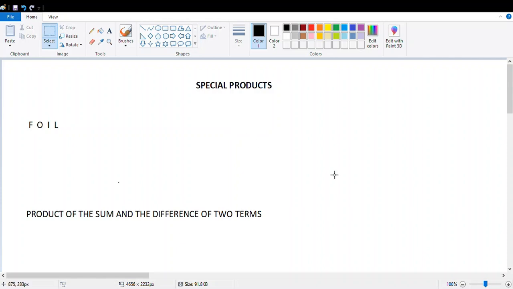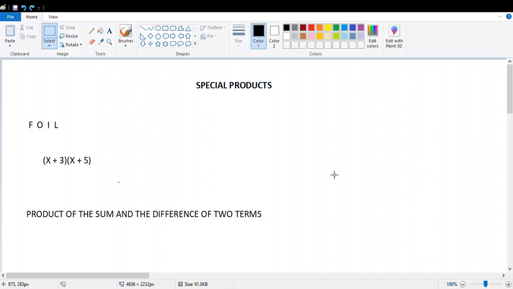Hi guys, today we are going to continue talking about multiplications of polynomials, but today we are going to analyze some special methods to solve some special exercises. Sometimes they are useful to multiply some polynomials, and I say sometimes because we have to check some special conditions. Okay, then let's start with the first one, which is FOIL.